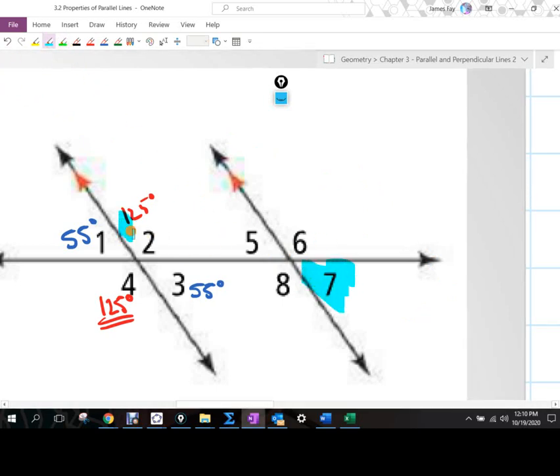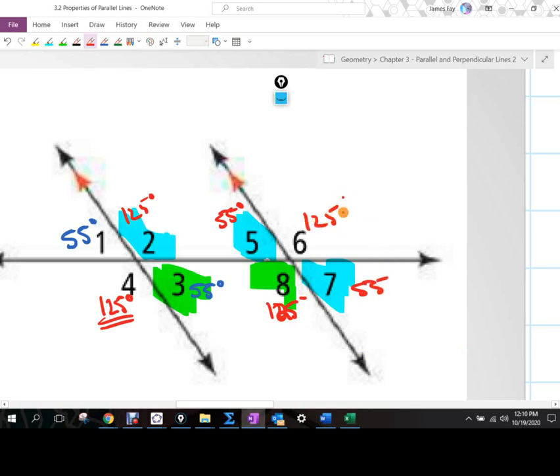Now, Jagger wanted to talk about angle 7, but how do I get to angle 7 first? What do you know about angle 2 and angle 5? Or angle 3 and angle 8? They're supplementary because of the same side postulate, right? Same side angles are supplementary. So this is going to be 55. And this would be 125. And this would be 55 and 125, right?